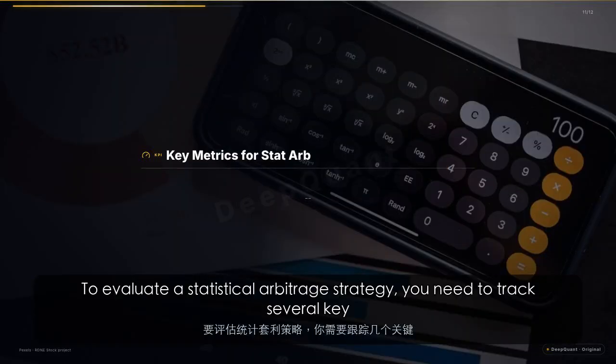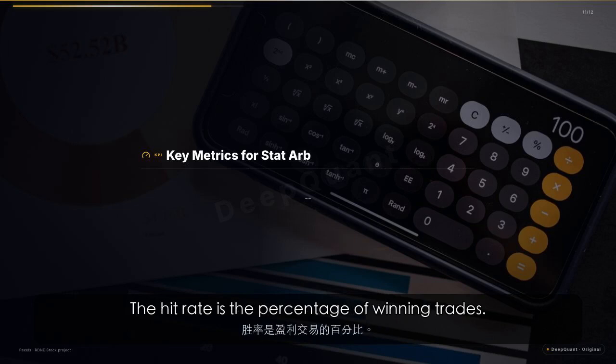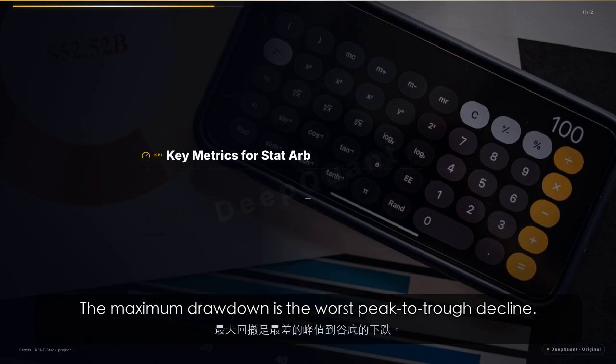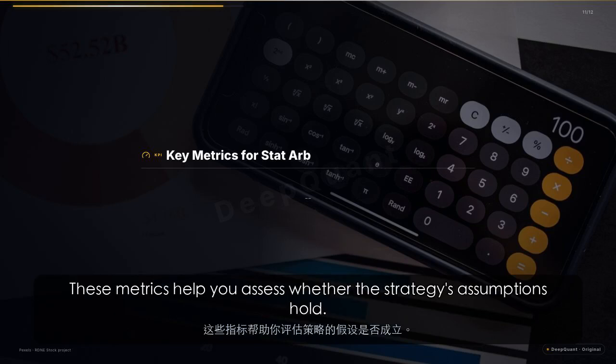To evaluate a statistical arbitrage strategy, you need to track several key metrics. The Sharpe ratio measures risk-adjusted return. The hit rate is the percentage of winning trades. The maximum drawdown is the worst peak-to-trough decline. The time to reversion is the average time it takes for prices to revert. These metrics help you assess whether the strategy's assumptions hold.